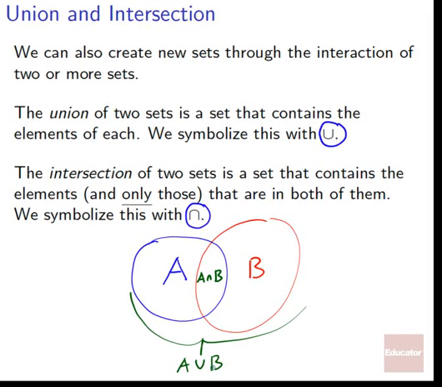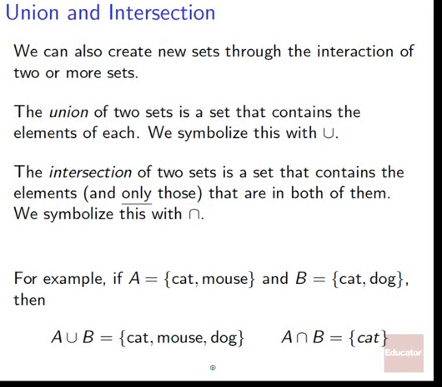And that's all we have left. Example using actual things, if A is equal to cat and mouse and B is equal to cat and dog, then A union B is: cat shows up, mouse shows up, and then we go over to B and cat, well, cat already showed up, so it's not that interesting to put it in again. We can't have copies show up in our set because everything has to be unique, but dog hasn't shown up before, so we get dog in there.